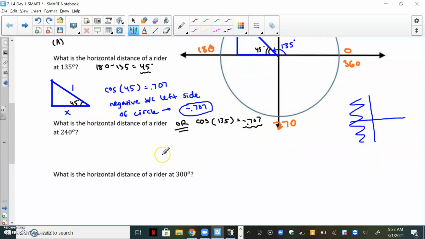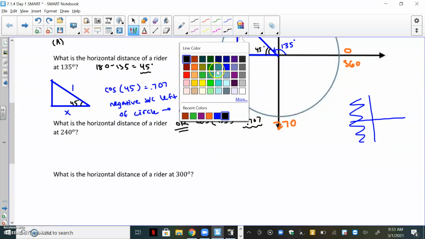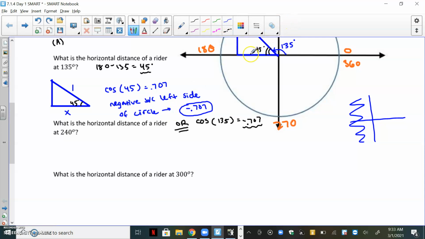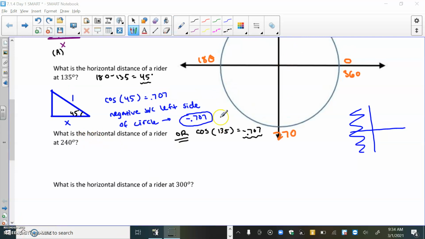Alrighty, so let's do 240. Okay, so at 240, and actually let me go ahead and erase all this old stuff. Alrighty, so 240, if you look at your unit circle, which is already labeled for us, 240 would fall nicely in between the 180 and 270. So I will go ahead and put that right about here. All right, this comes at about 240. All right, this is our 240 degree rotation.